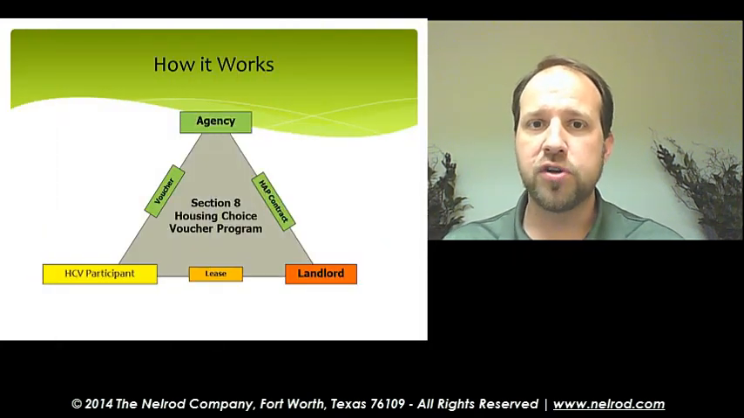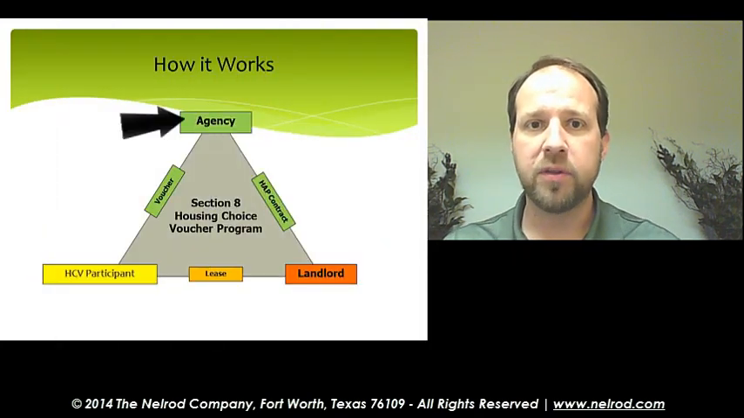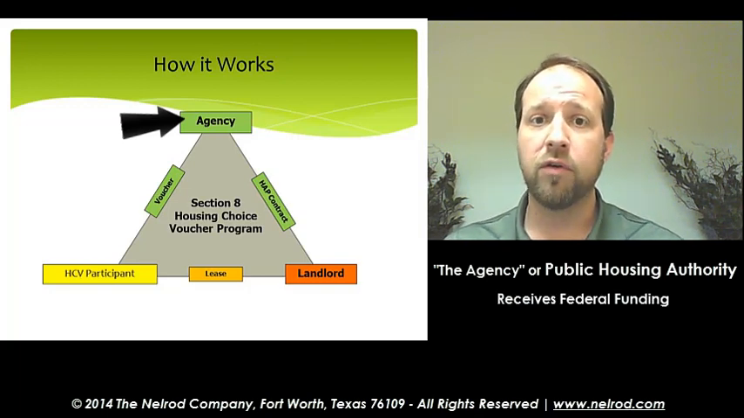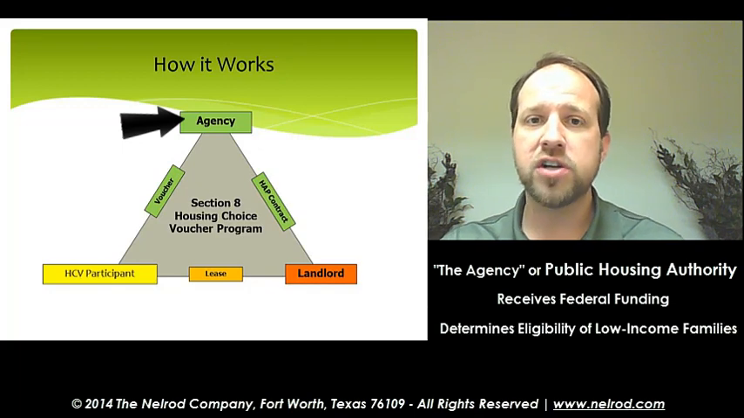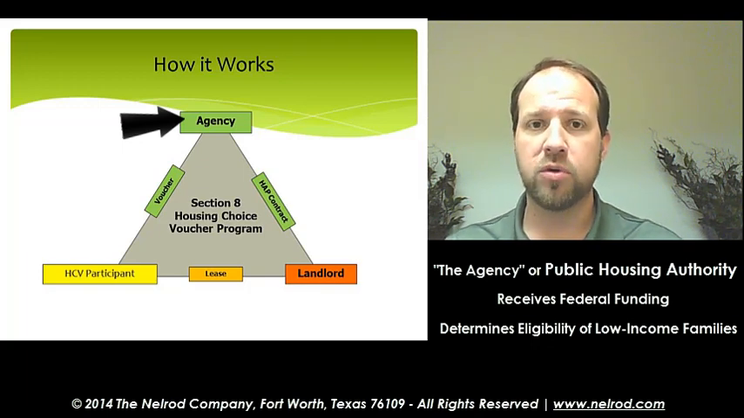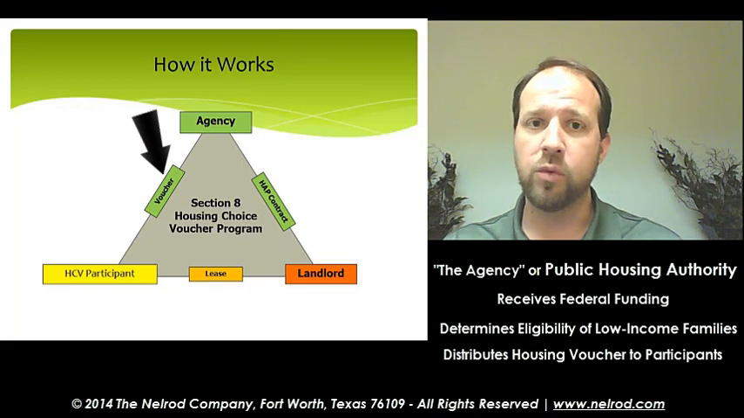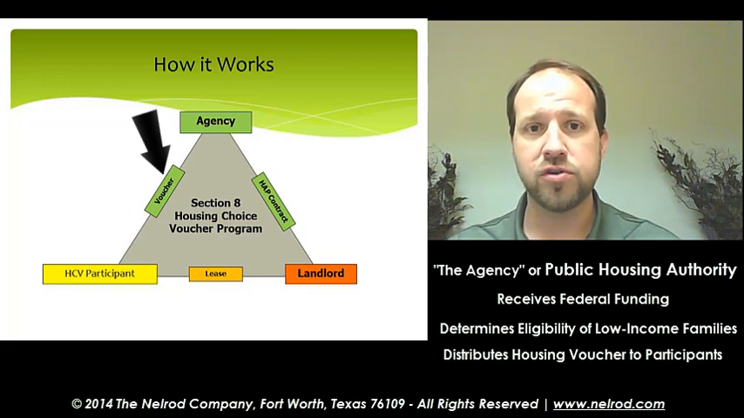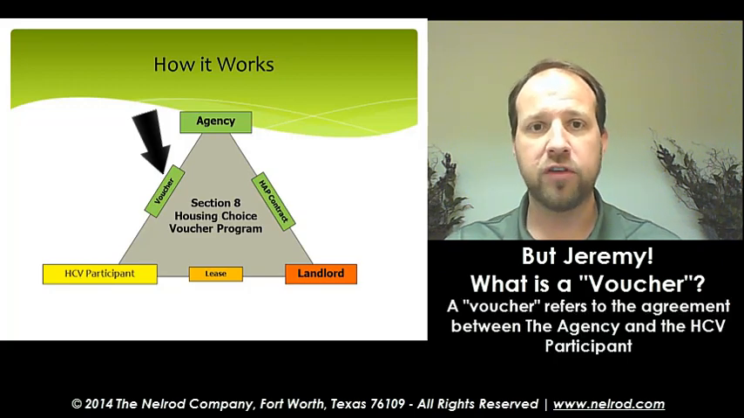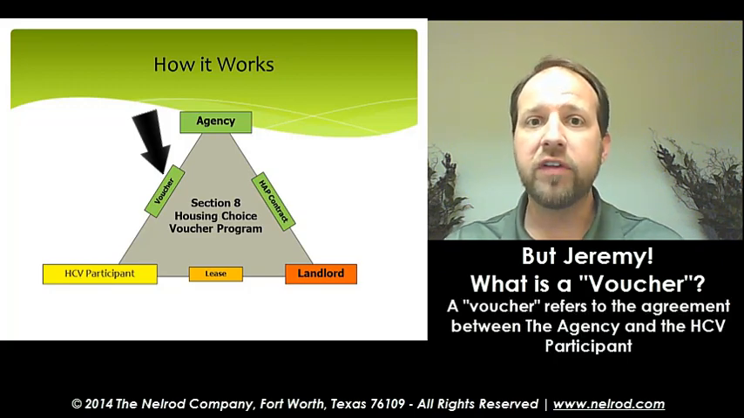Taking a look at the visual on the screen, we'll start at the top of the triangle with the agency, or the public housing authority. This is the entity that gets the federal funding and determines eligibility for low-income families in your local communities. If a family is determined to be eligible, they will receive what's called a voucher, which you see on the left-hand side of the visual. That voucher is an agreement between the agency and the participant that they will receive rental assistance in the community if they comply with the rules and regulations.